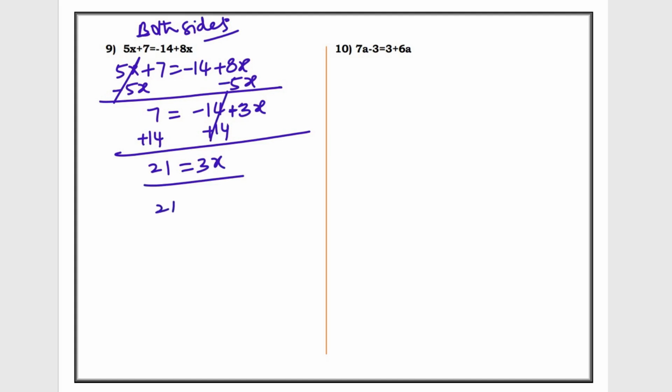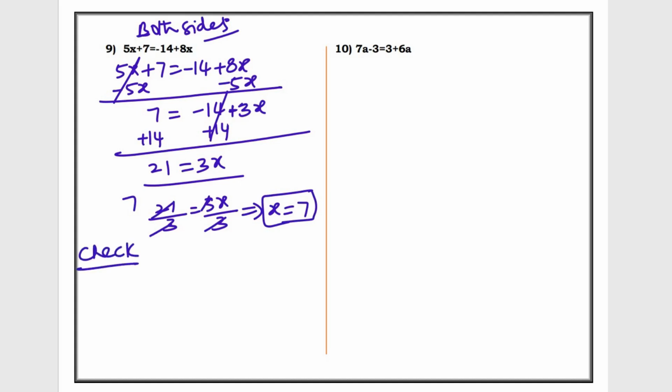So I am dividing by 3 on both sides. So 3 cancels out, 3 times 7. So I got x is equal to 7 as the solution. So we need to check it too. You guys can check the solution. Next, 7a minus 3 is equal to 3 plus 6a. So writing the given equation, 7a minus 3 is equal to 3 plus 6a. So subtracting 6a from both sides.